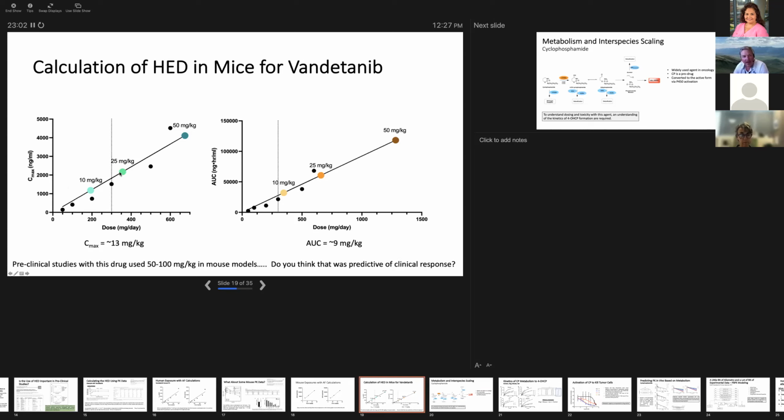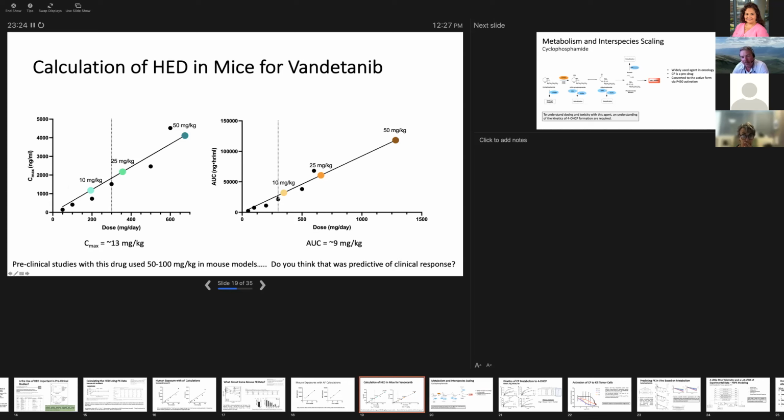And what you can look at here is what the level is in the human at steady state at 300. So that tells you that the dose in the mouse to match the Cmax in people is between 10 and 25. And you can actually calculate that out exactly. I think it's like 18 or 19 mg per kg in the mouse.